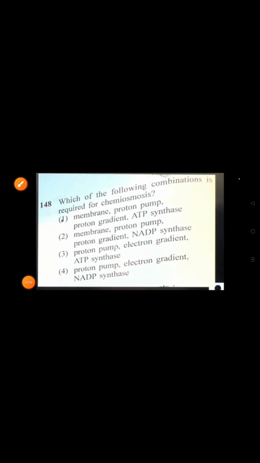Which of the following combinations is required for chemiosmosis? First, membrane, proton pump, proton gradient, ATP synthase. So correct option is 1.